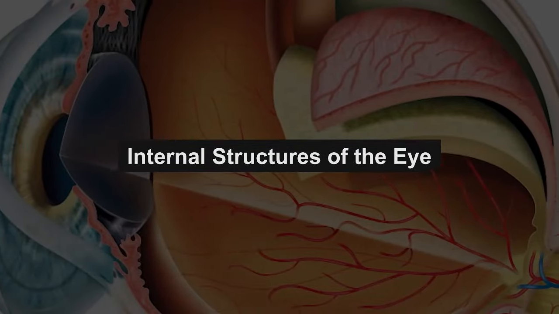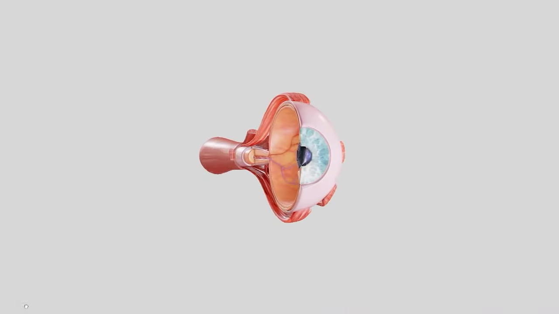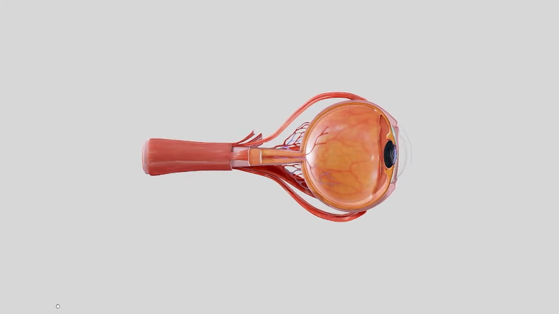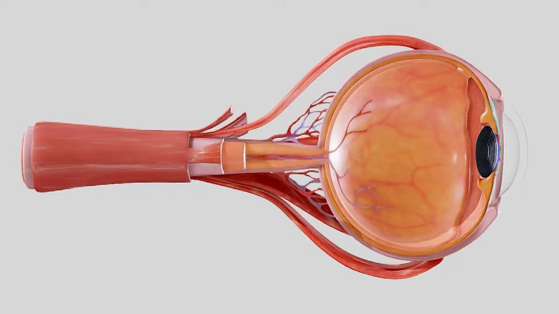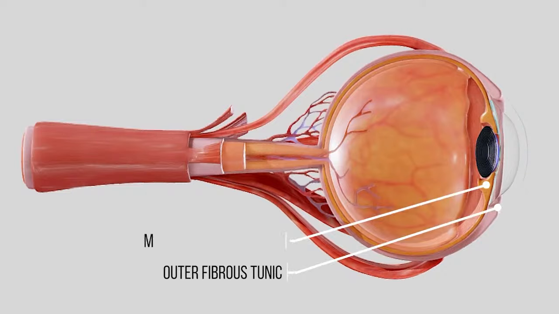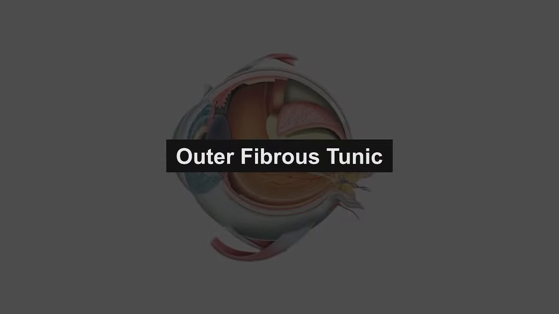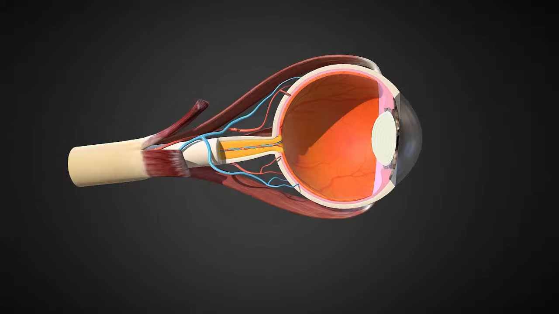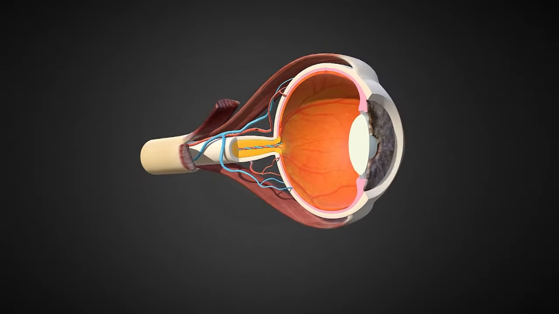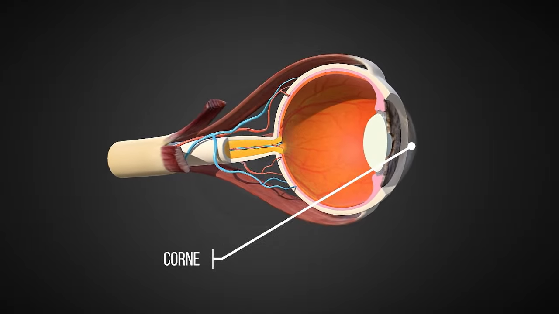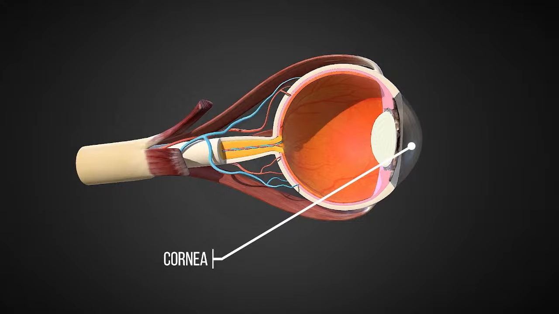Internal structures of the eye. Inside the eye, three primary layers form a complex system that transforms light into electrical signals. These layers are arranged concentrically and include the outer fibrous tunic, the middle vascular tunic, and the inner nervous tunic. Outer fibrous tunic. The outer fibrous tunic consists of the sclera and the cornea. The sclera is a dense white protective layer that maintains the shape of the eyeball and provides an attachment for the eye muscles. In contrast, the cornea is a clear dome-shaped structure that covers the front of the eye.